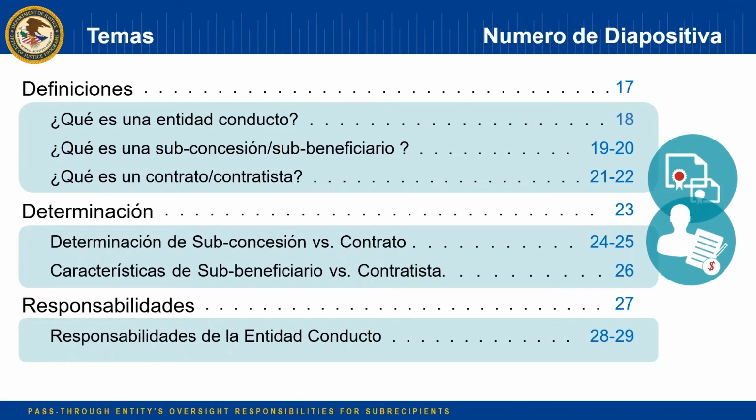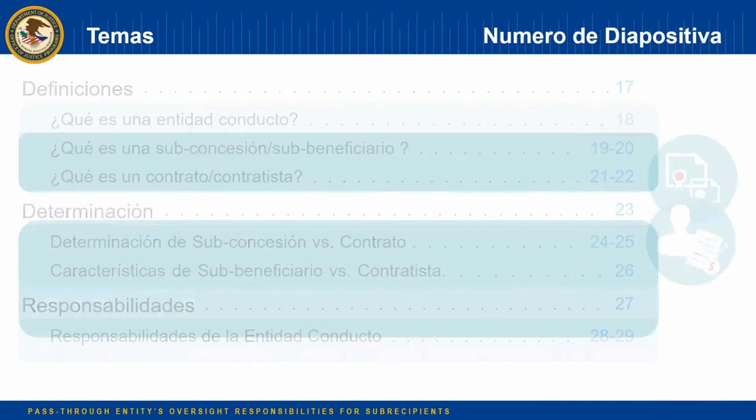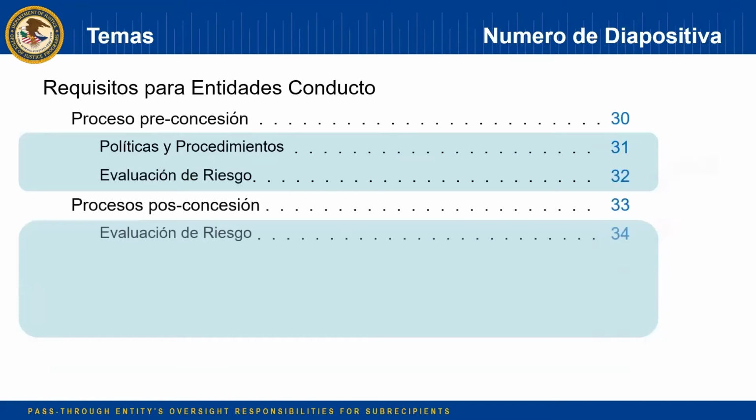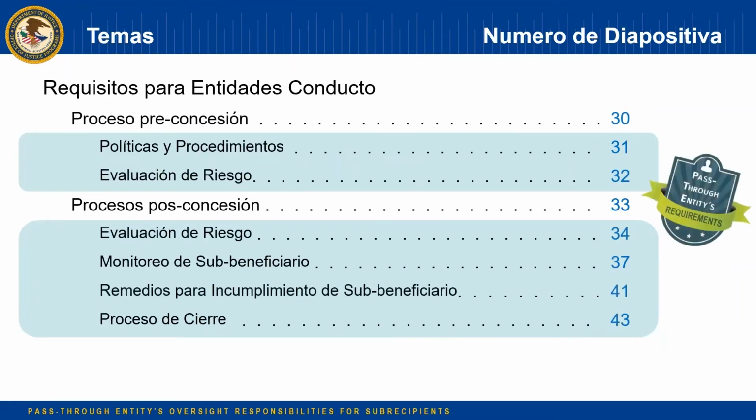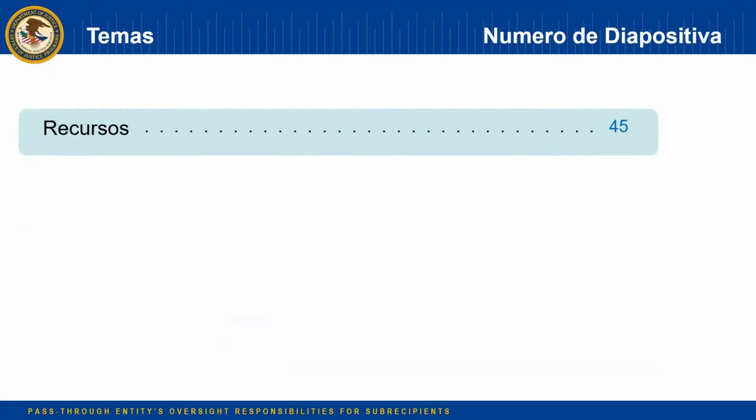Then we'll get into the determination, which I think is very, very important, on how you determine one vendor from the other, or, for example, a sub-recipient from a contractor. Then most importantly is your responsibility as either the lead agency or the pass-through entity. Then we'll talk about the requirements for the pass-through entity when we're making sub-awards and things to be mindful of in that whole process. Then we'll talk about the post-award process. And then finally, we will wrap up with the resources.